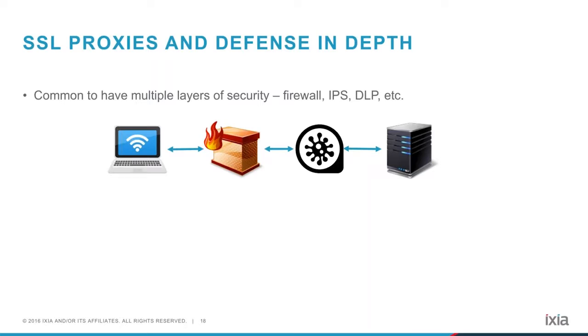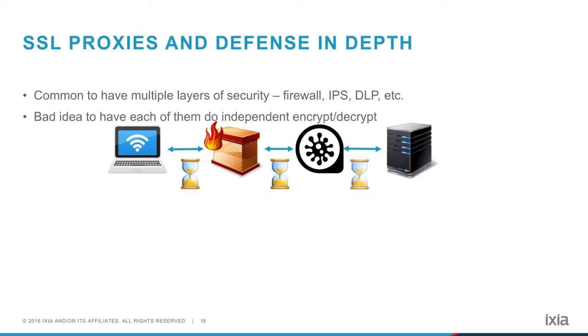And if each of those is doing its own encryption and decryption, there are two big problems. One is performance. Obviously, if you have to wait for all this SSL handshaking between me and my firewall, and then the firewall and the IPS, and then the IPS and the DLP, and then the DLP on the external side, that's going to impose a significant performance penalty, right? And I'll have latency issues for connection setup, I'll have throughput issues, things like that.